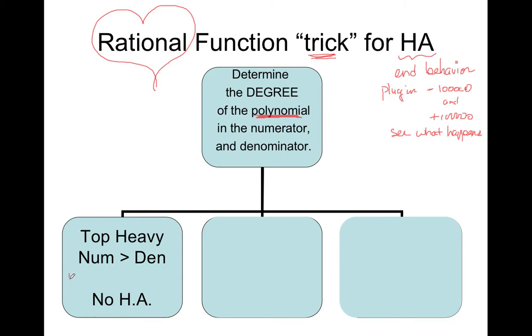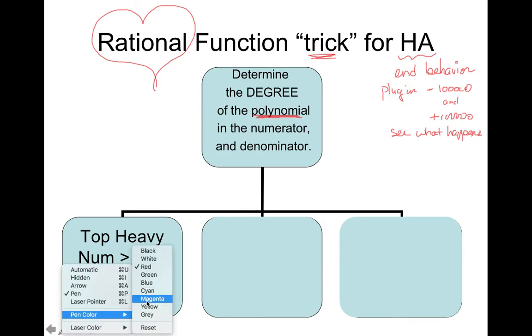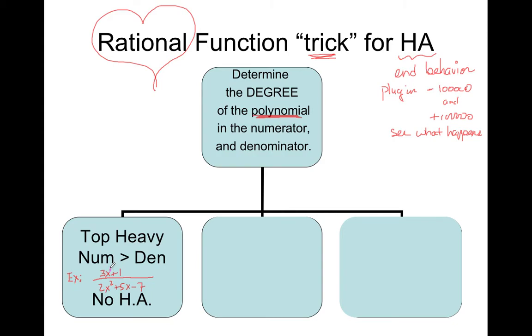So for example, if you have 3x plus 1 over 2x squared plus 5x minus 7, all I'm looking at to determine whether I have a horizontal asymptote or not is that the degree of the numerator was a 1 and the degree of the denominator was a 2. Since 3x squared over, silly me, I was doing the next example.